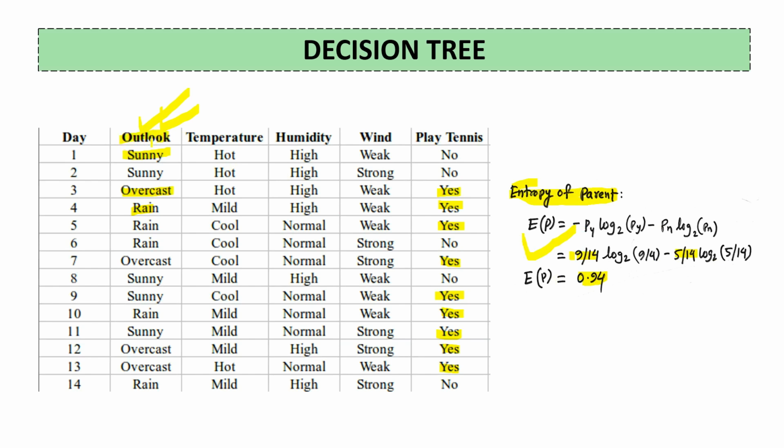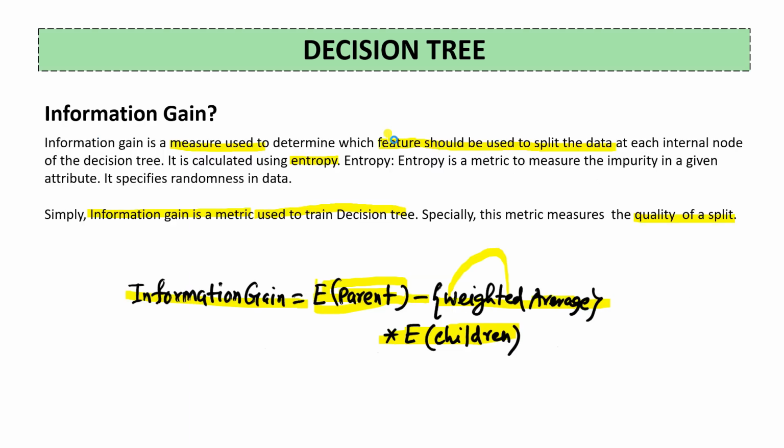So you can also do it for the temperature. You can do it for the humidity. You can do it for the windy column. So that's your homework. That is how you can calculate the information gain.